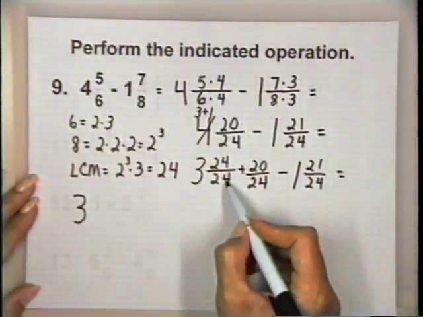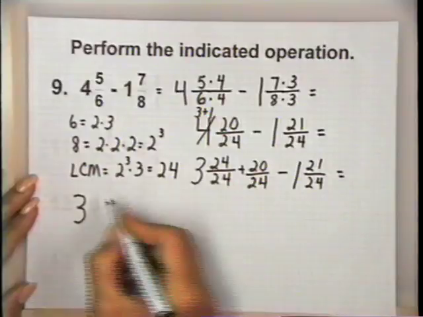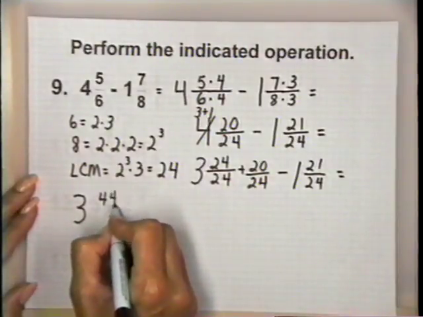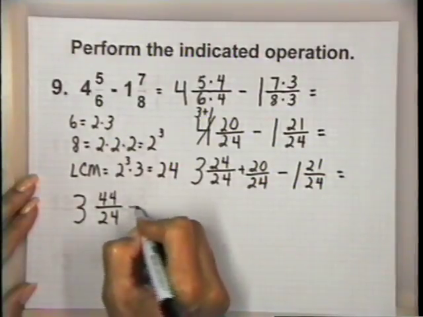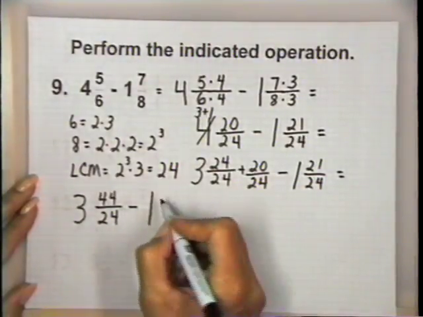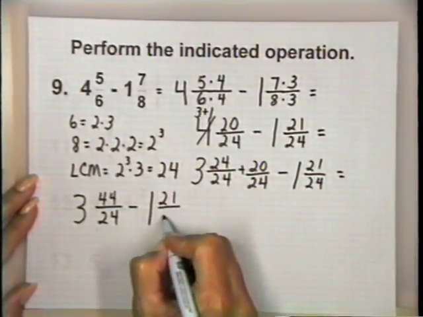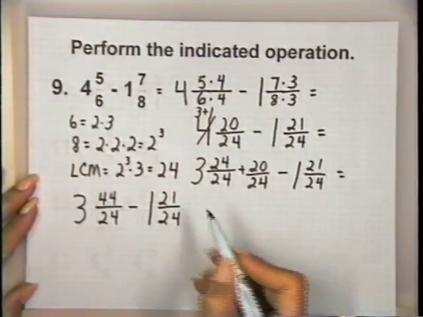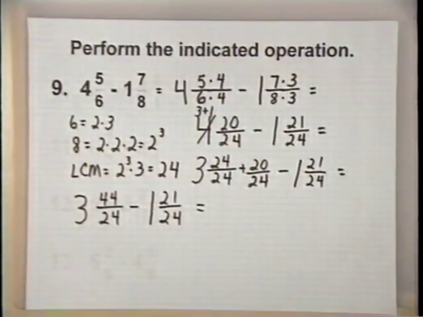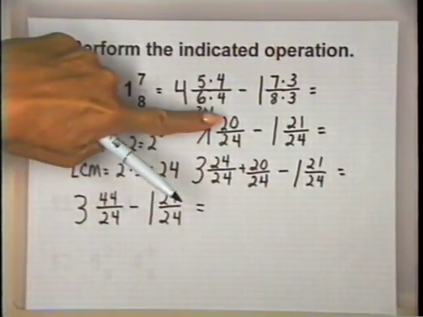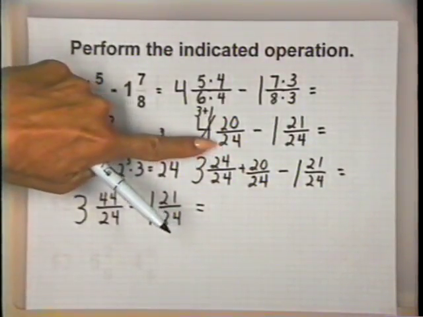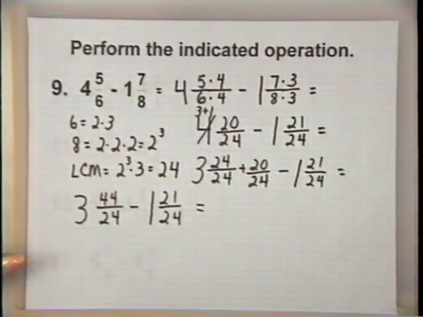Adding 24/24s to 20/24s, I get 44 over my common denominator of 24. Subtract 1 and 21 over 24. So what I have done is I have taken 4 and 20/24s and I have rewritten it as an equivalent mixed number, which is 3 and 44/24s.